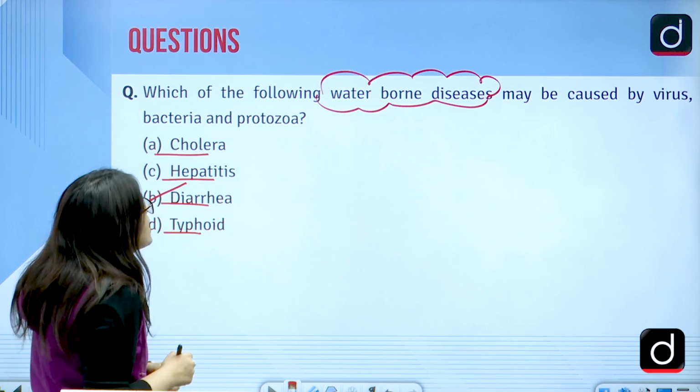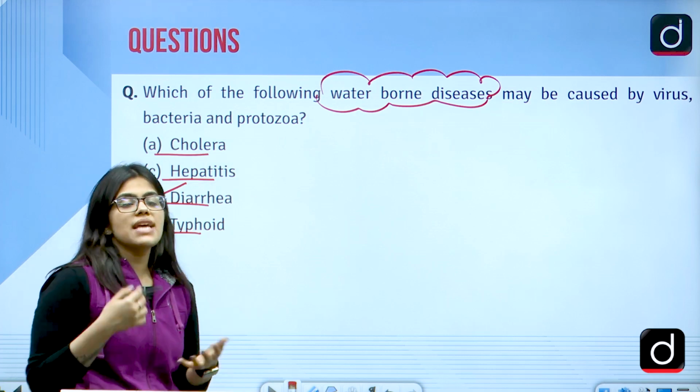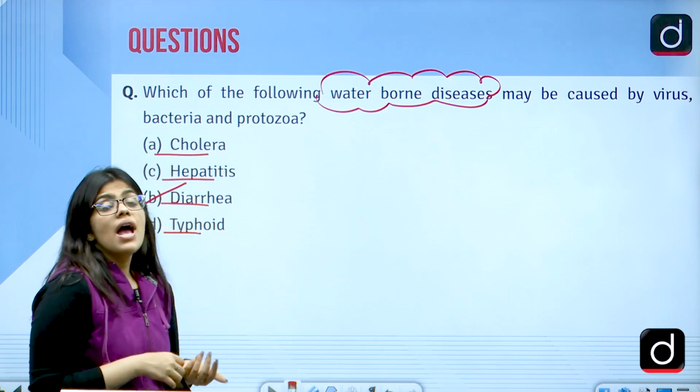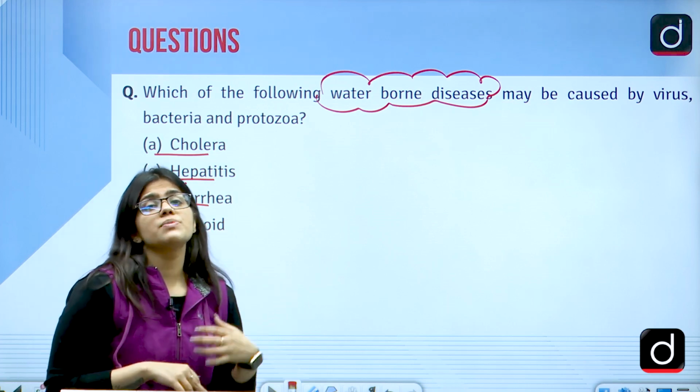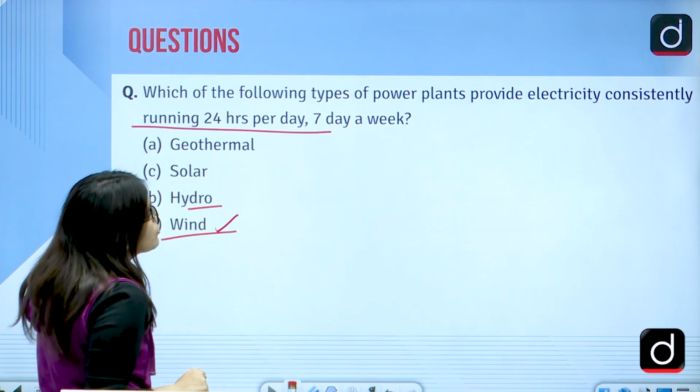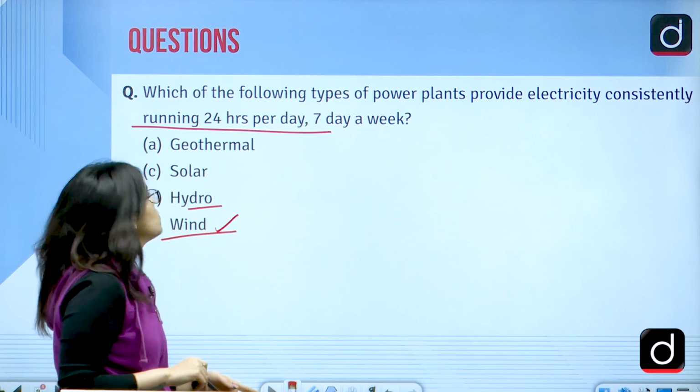Then we discussed how some of the waterborne diseases can be caused by viruses, bacteria, or protozoa, and which is the disease that can be caused by all of these three, that is diarrhea, right? And this can cause persistent problems in the human body.